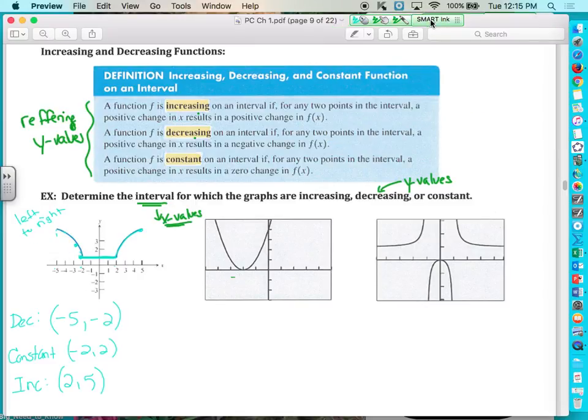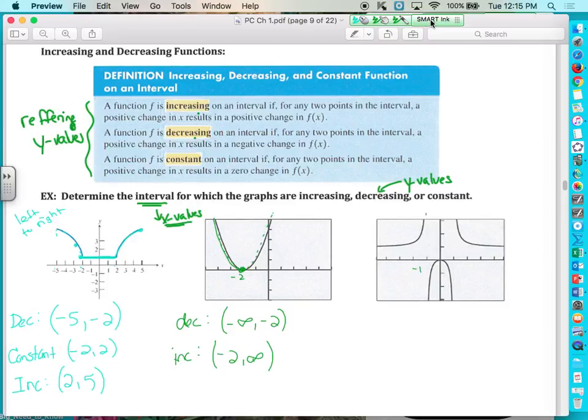Let's try this one. Here's -2. So following the graph from left to right, the y values are getting smaller. So the graph is decreasing from -infinity to x is -2. And then the graph turns around. Now the y values are getting bigger. So it's increasing from -2 to infinity. And it's not constant anywhere. And again, -2, that's the turning point where it changes from decreasing to increasing.